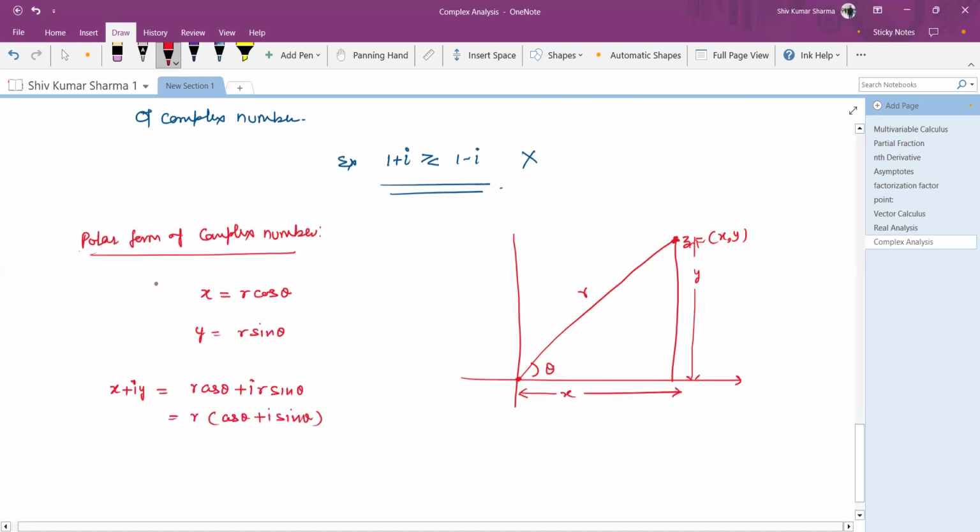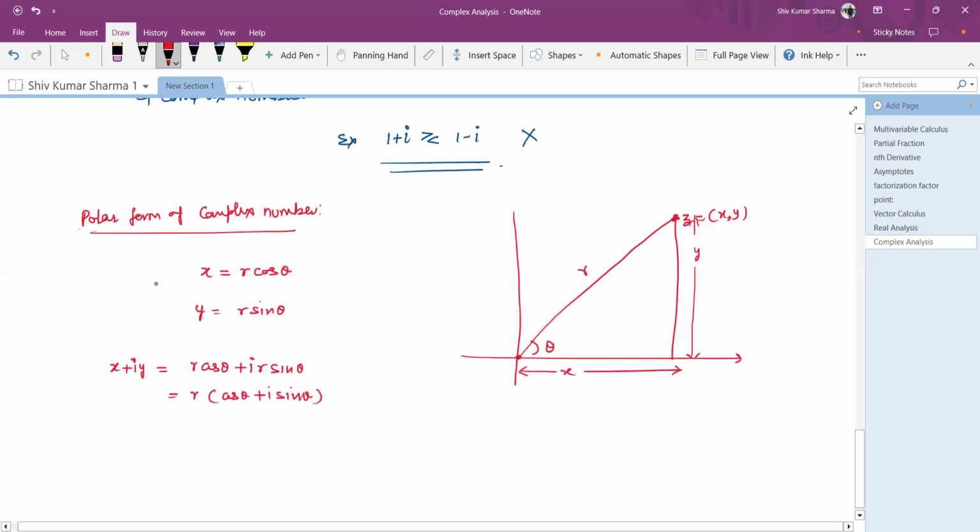So by using De Moivre's theorem, this gives us r e raised to the power iota theta. So the variable z is equal to x plus iota y is equal to r e raised to the power iota theta.